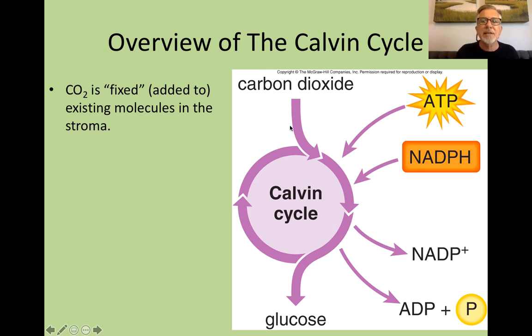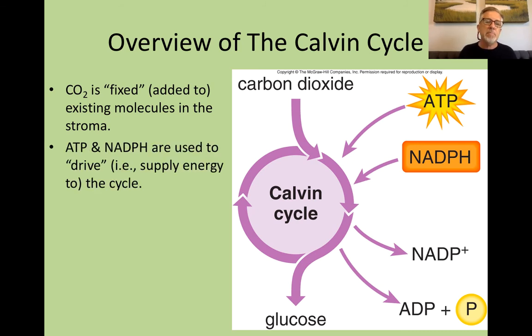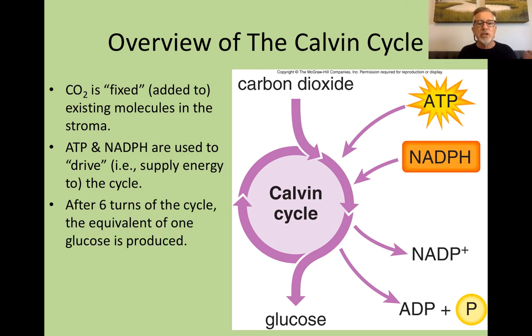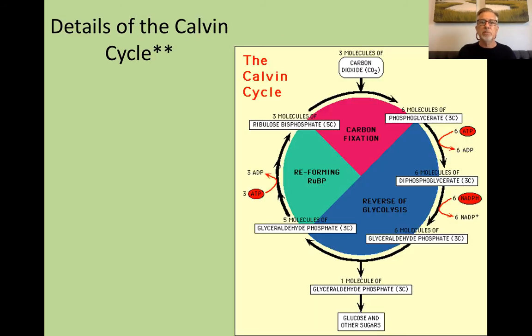When the carbon dioxide is added to an existing molecule, we say that it is fixed. This process is known as carbon fixation. So that's an important piece of vocabulary that you need to know. The ATP and the NADPH are used to drive the Calvin cycle, and after 6 turns of the cycle, which means 6 carbons have been added, the equivalent of one glucose, which is a 6-carbon sugar, has been produced. And so that should make some sense to you at this point.